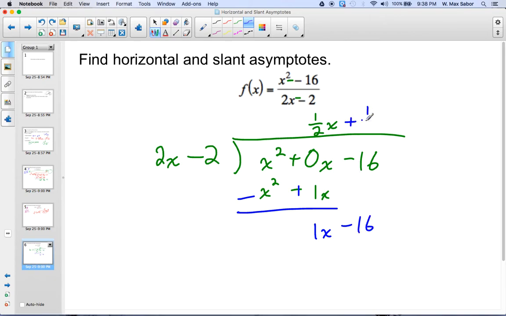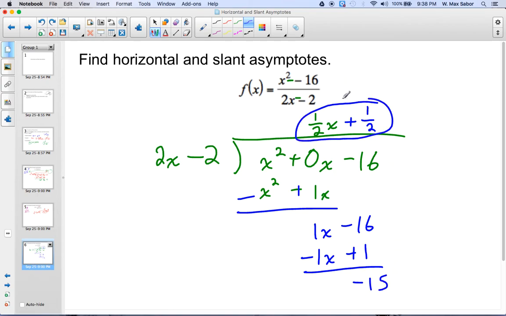This goes in 1/2 times. So then we get 1x minus 1. Switch the signs. We get negative 15 as our remainder. And that is our slant asymptote. So the slant asymptote, there is no horizontal asymptote, is y equals 1/2 x plus 1/2.